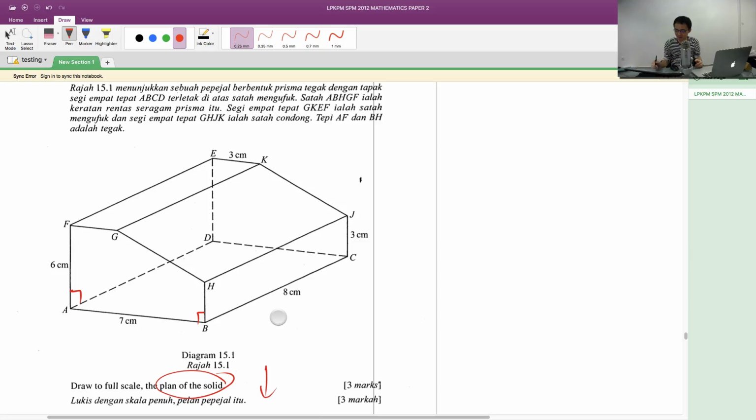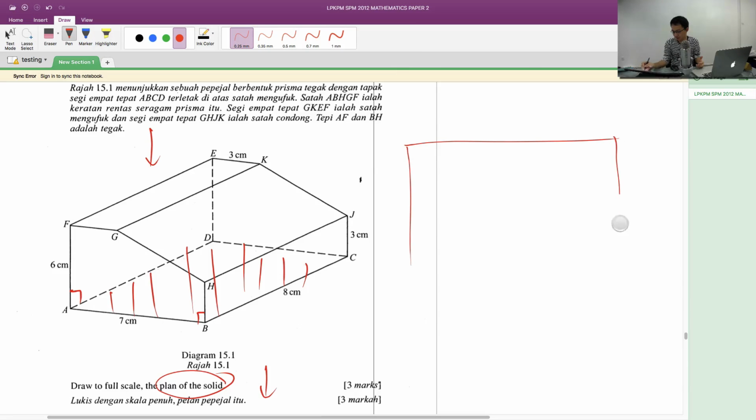So now I look from the top. First, I imagine when I look from the top, I will only see a rectangle. I will only see this base. But definitely the GK, this line, is an axis, so I will have this one. Of course you use a ruler. This one is B to C. But when you look from the top, you will see H first, then B. So you write H/B. This one is J/C.